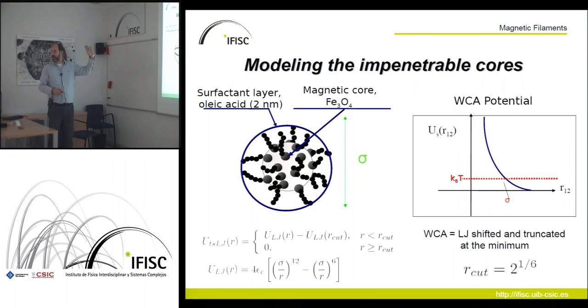And we don't use a hard wall, but we use this kind of potential. A side of order, in addition to the hard walls, gives some troubles using Langevin dynamics and molecular dynamics simulation. Also, because in this way we also mimic the soft layer of surfactant surrounding the magnetic cores.